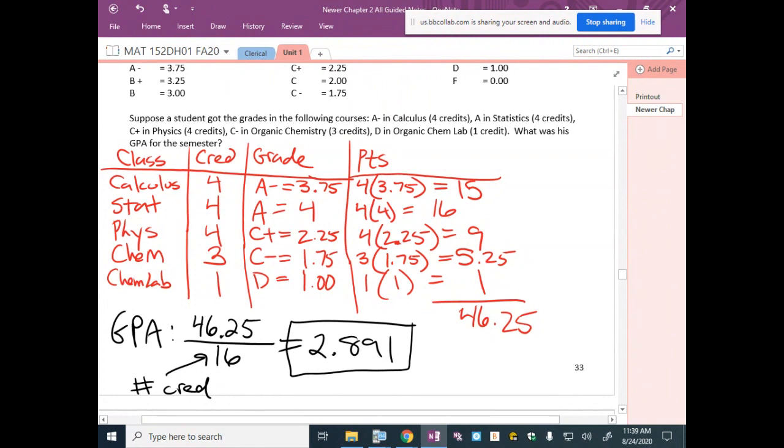So 2.891 for the semester. You had a D in that chem lab, that hits you a bit. It kind of sucks for your hard work in statistics and calculus. But yeah, this is how it works. You would always be dividing by the number of credits. So overall, when I read my undergrad transcript, I earned 120 some credits. I had so many points, and that point total would be divided by the number of credits, and there's my overall grade point average.